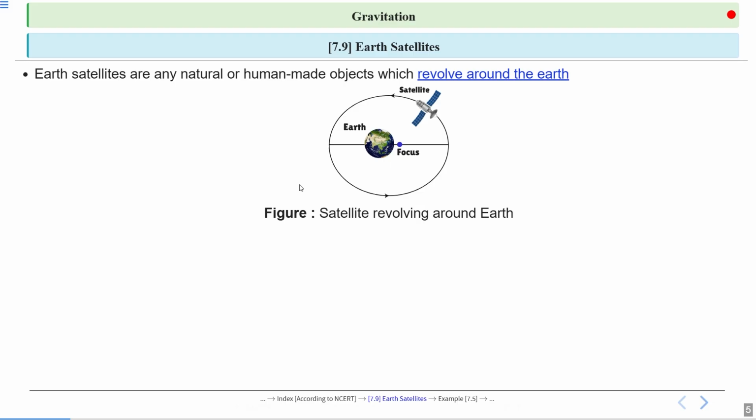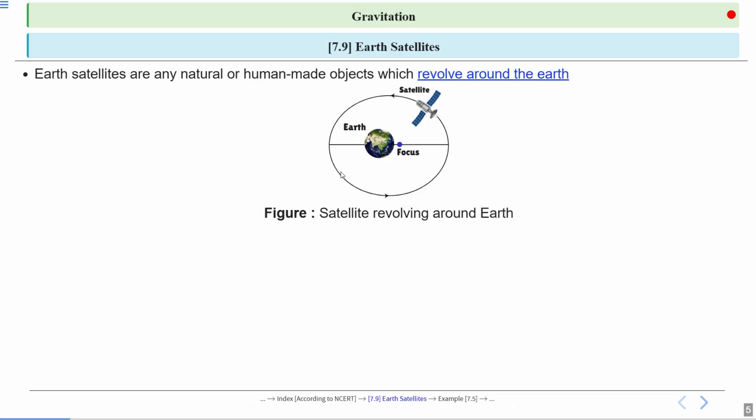So 7.9 Earth satellites. Today we are going to explore the fascinating topic of Earth satellites. These are objects, either natural like the moon or human made, that revolve around our planet. Look at the figure here showing a satellite orbiting Earth in an anti-clockwise direction.